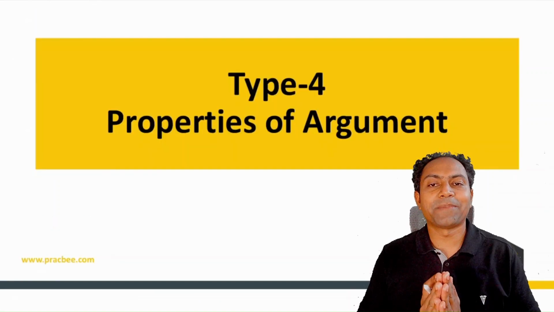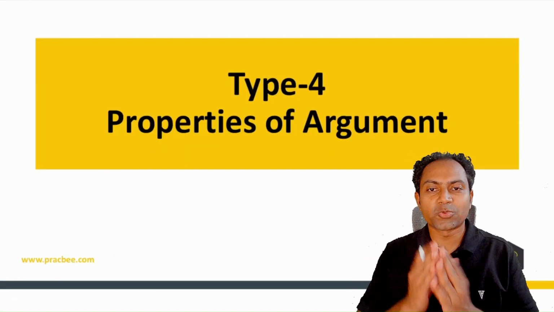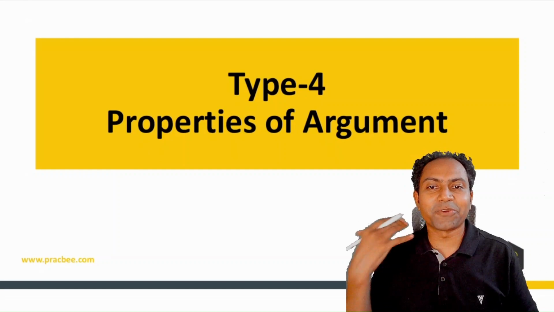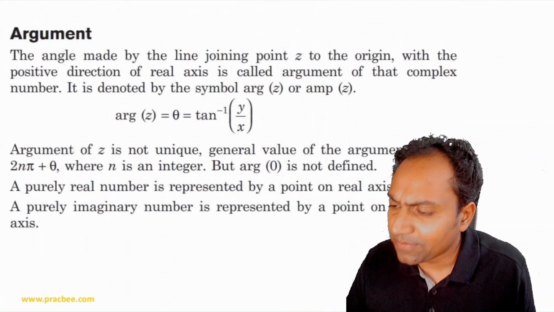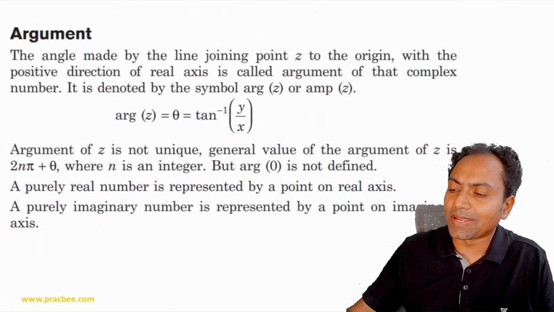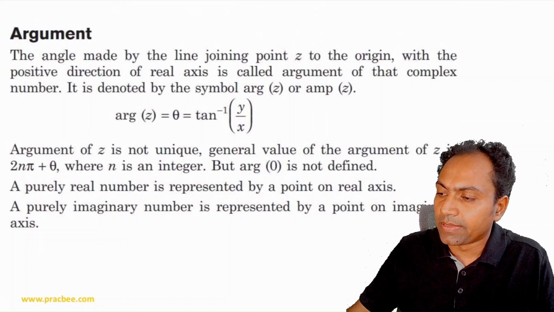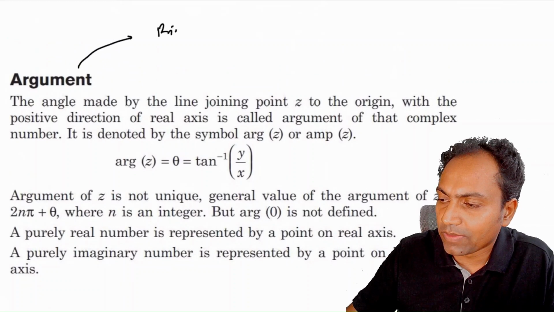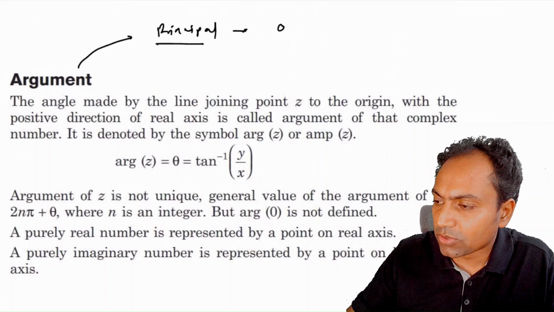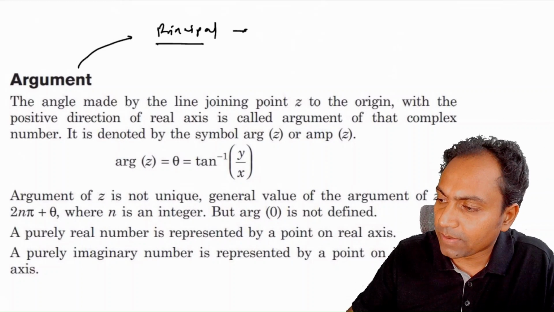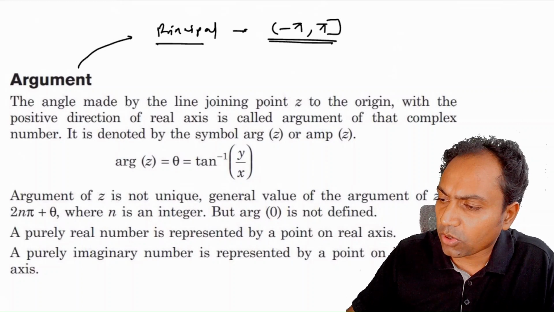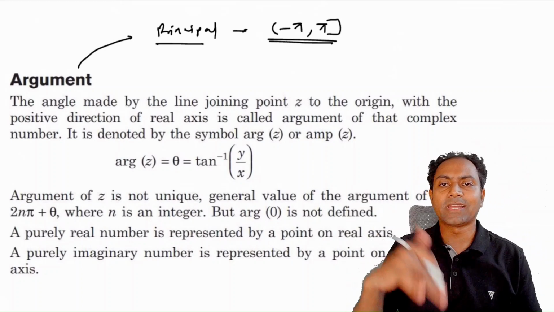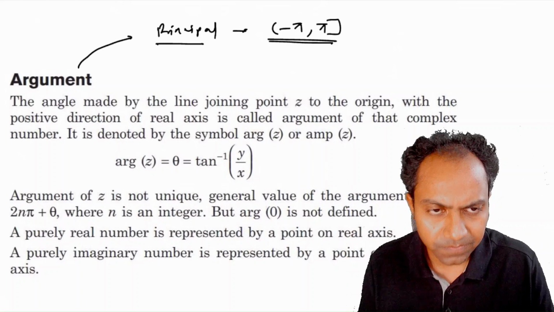Now the next problem type is based on properties of argument. Let us quickly go into the properties of argument, then see what kind of questions are framed on it. So first, what is argument? Argument is nothing but tan inverse y by x. Now there are two types of argument. One of them is known as principal argument. When we say principal argument, it means the value of the argument should lie between minus pi to pi, where minus pi is open and pi is closed. When we talk about general argument, it can be any real number value.